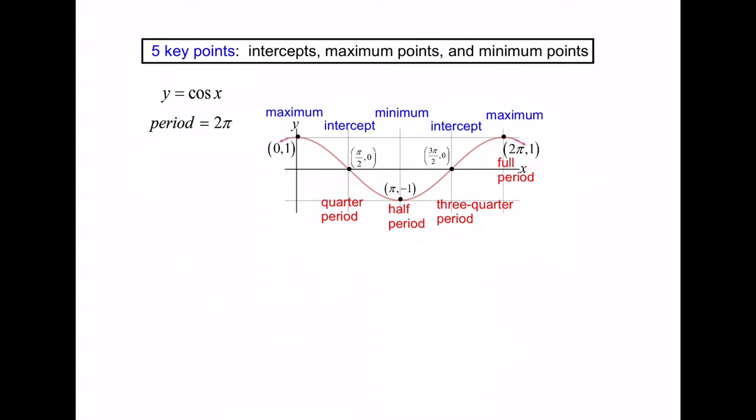So when you're starting your cosine graph, you're going to want to start at the maximum point, whereas when we did sine, we started in the middle of the graph and went to our maximum point. So pay attention to the differences between where you start with each of these functions.